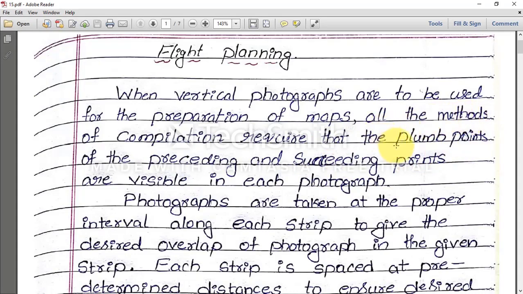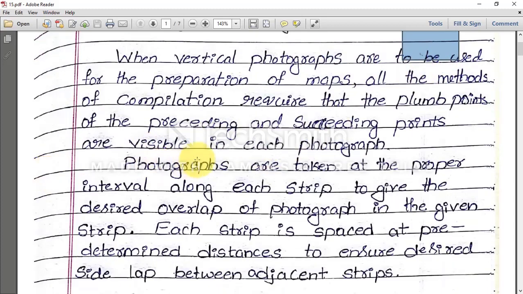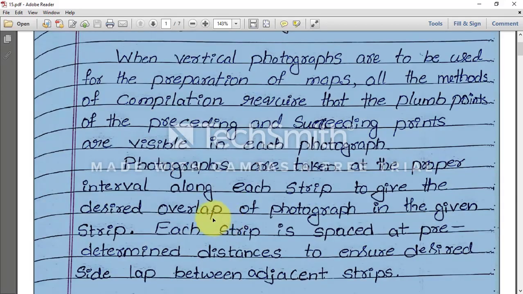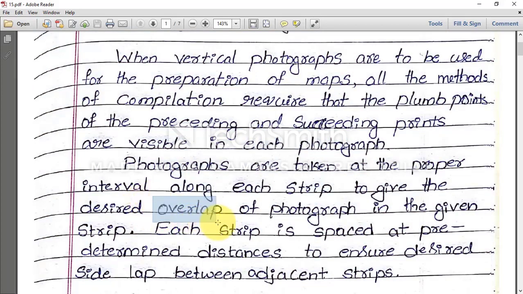Plumb point is nothing but the middle point of each photograph. So if you consider any one photograph, this middle point should be visible in the previous photograph also and the next photograph also. So that is the main thing. Photographs are taken at the proper interval along each strip to give the desired overlap. Here overlap is very much important. In order to get these overlaps, what procedure we are adopting, that we shall discuss now.